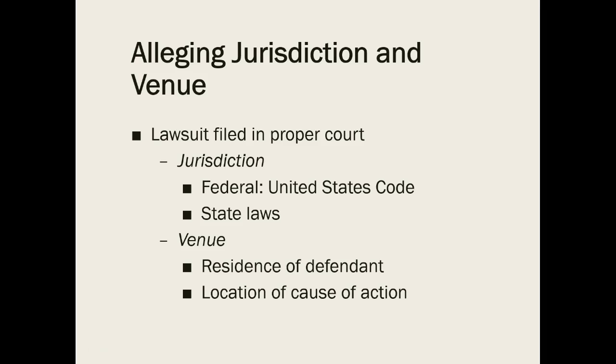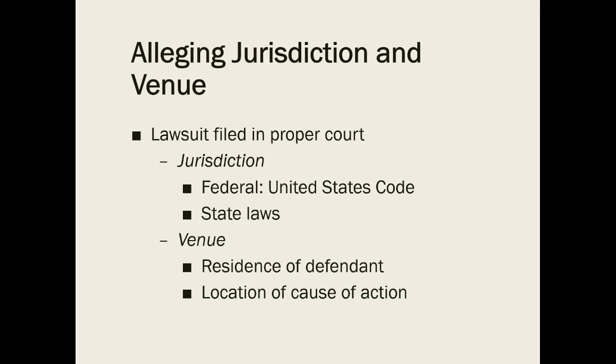The complaint in any action must contain some allegation showing that the lawsuit is being filed in the proper court. This involves questions of both jurisdiction and venue. In a complaint filed in federal court, these allegations are usually very specific. In showing jurisdiction, the plaintiff states why the action is filed in federal court, giving a citation to the appropriate United States Code section. In state courts, jurisdiction is determined by state law.